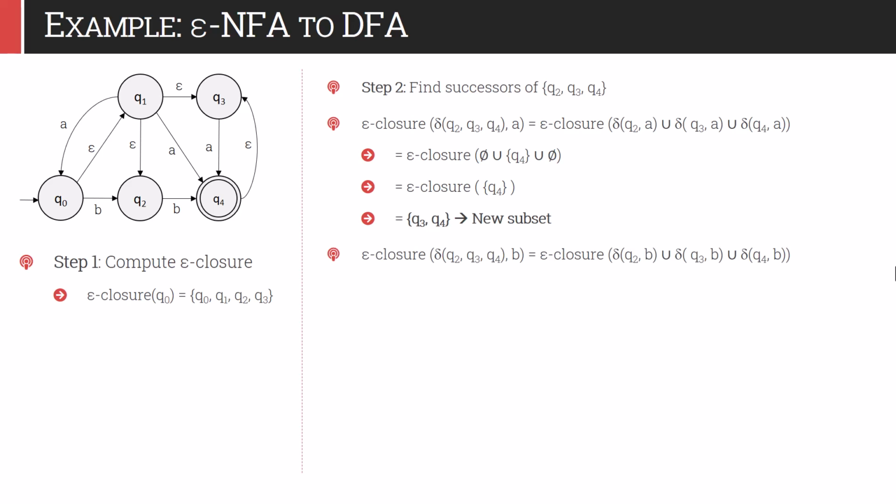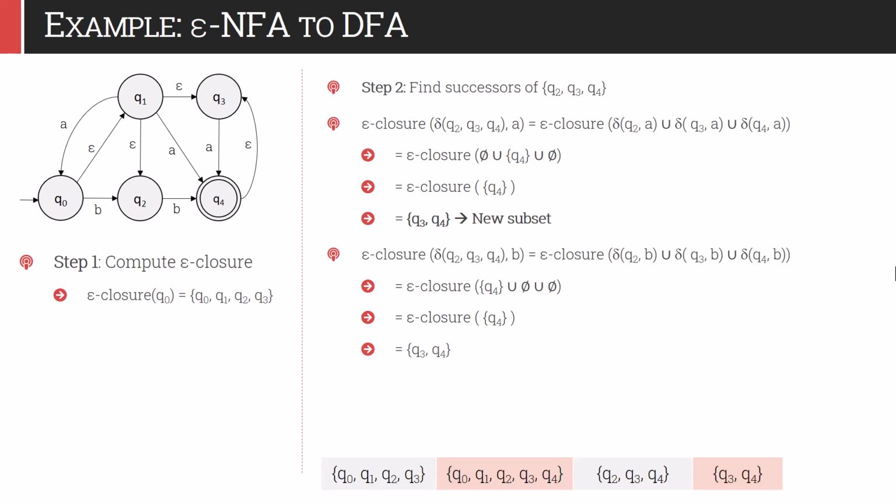Now we will compute the epsilon closure of the same set for input alphabet B. That will lead us to just the epsilon closure of Q4, which is Q3, Q4. It is already produced in the previous step, so we don't need to re-add it. It is already in the list. So now the list looks like this. The first and third entries are already processed. The second and fourth we are yet to process. So we have to repeat step 2 for both those subsets.